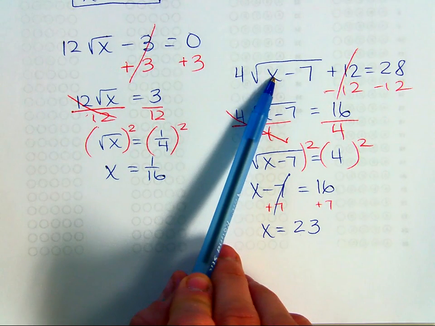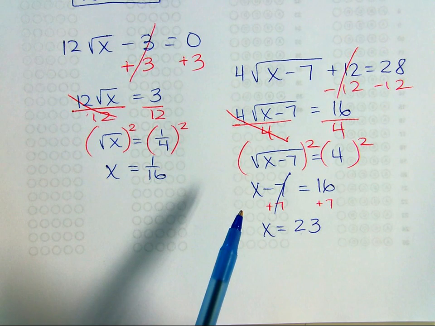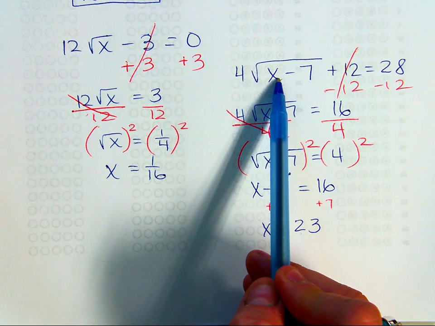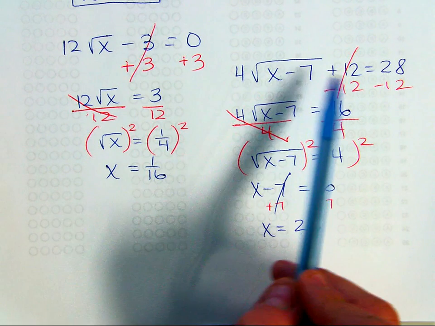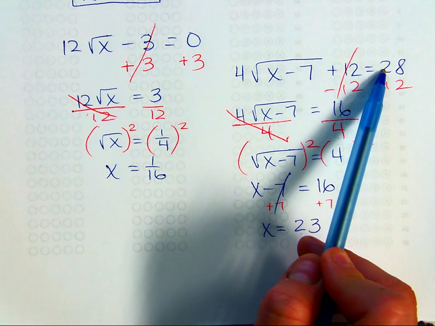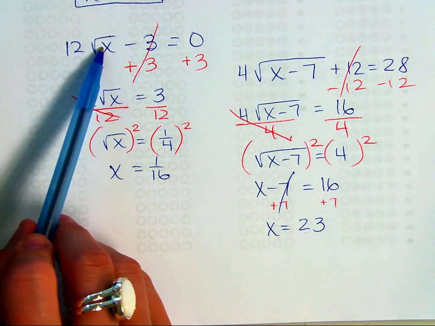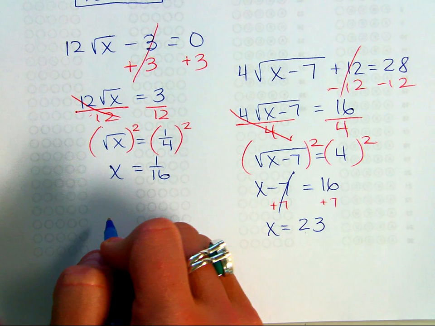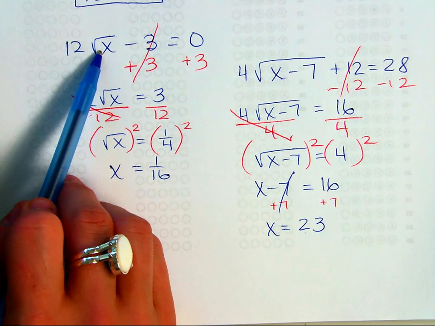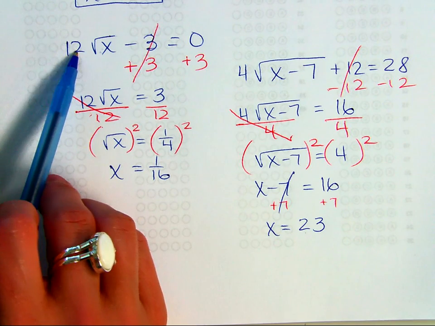23 in the x. 23 minus 7 is what? 16. The square root of 16 is 4. 4 times 4 is 16 plus 12 is 28. It checks. This one even checks because 12 times 1/4, or we said 1/16, so the square root of 1/16 is 1/4. 1/4 of 12 is 3. 3 minus 3 is 0.